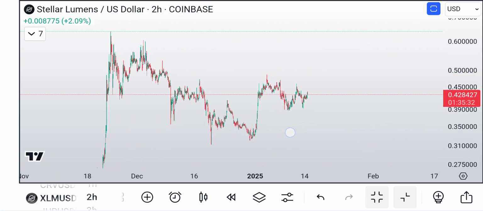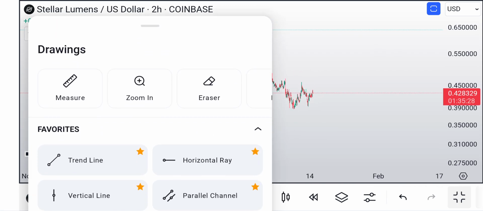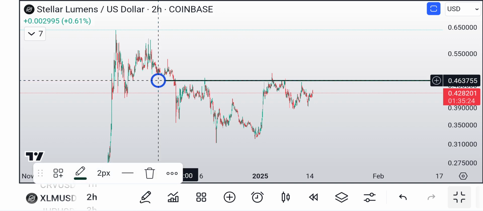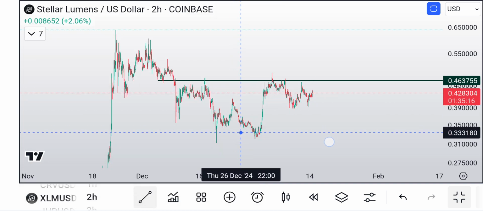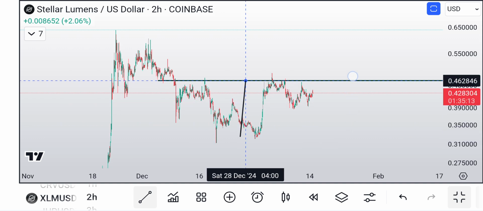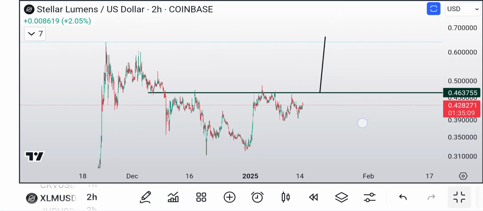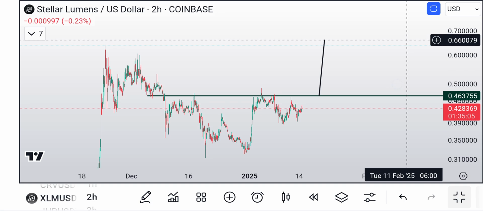But it looks good because you also have this sort of inverse head and shoulders potentially working here, right? You got a shoulder, you got a head, maybe you get another shoulder here. The measured move of that would be approximately above that swing high at 66 cents.